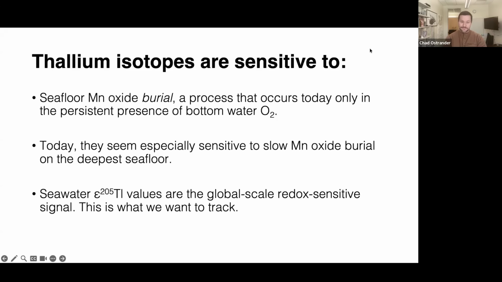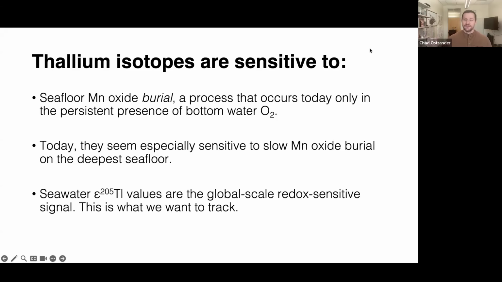I've tried to make that point. And so in terms of what's the redox sensitive signal that we need to track, the second important piece of this paleoproxy fundamentals is that you need to have a good archive for tracking this sensitivity. The seawater thallium isotope value is that redox sensitive signal.